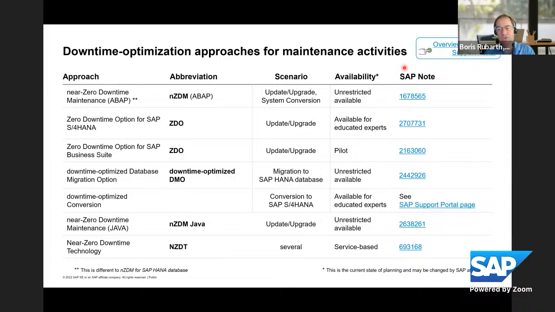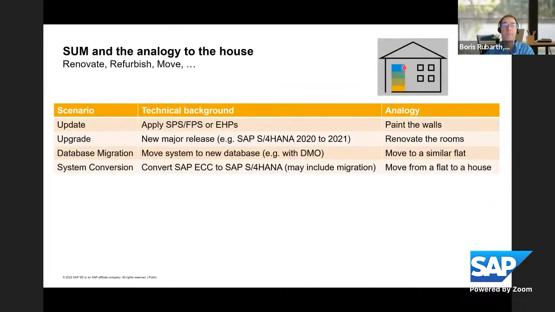And before we start to introduce those approaches, scenarios specifically, the question is, well, how can we group those approaches, how we can explain those approaches? And there is one idea to say, well, we compare those approaches with a house. So that's why we have the title Software Update Manager and the analogy to a house. You may live in a flat, in a room, or in a house.